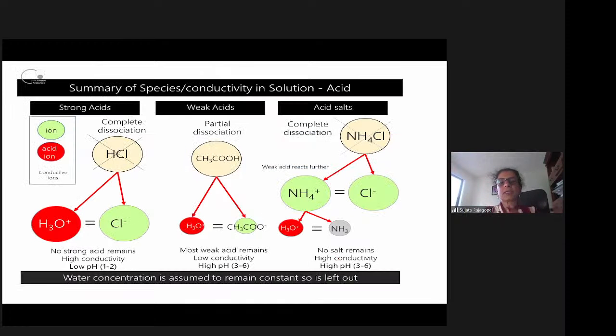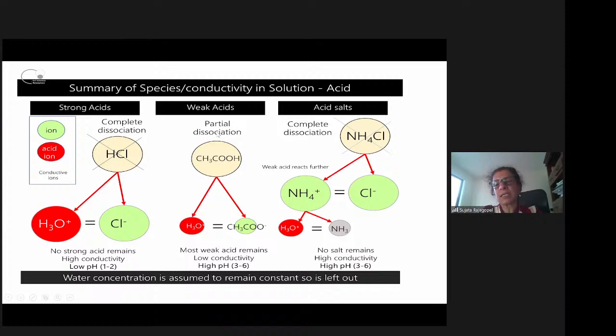Now, this is the summary of the acids, what I was talking to you about. When you're looking at, they talk to you about the conductivity. Now, strong acids, they completely dissociate into hydronium ions. And this is an example I've taken of HCl, Cl minus. There no acid remains and they have high conductivity. That is because it fully dissociates. Okay. And the pH is low, between 1 and 2.